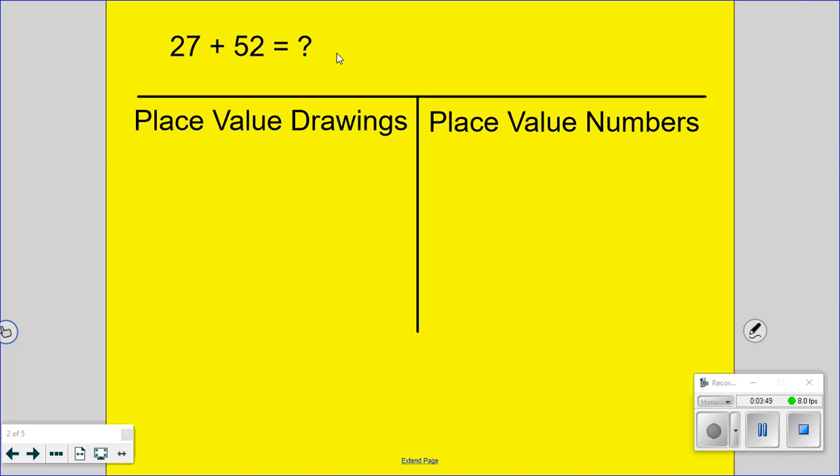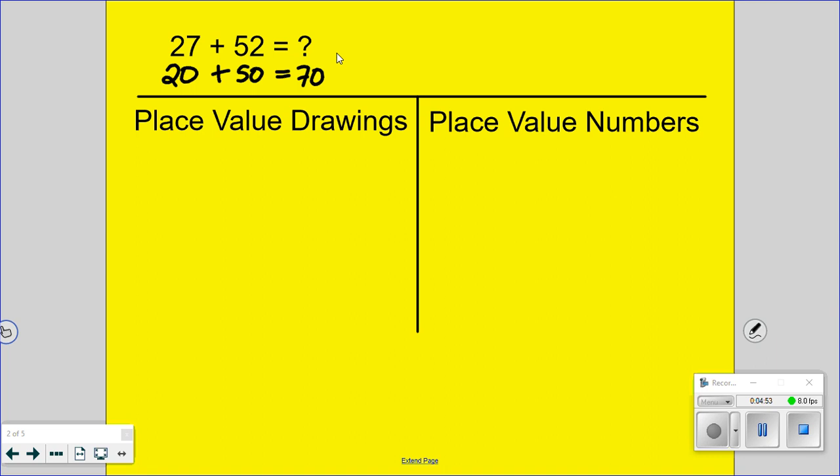Yes. So let's think about this equation. What might be a reasonable answer? The equation says 27 plus 52. What's a close to number for 27 that would be easier for us to add? Ava? 20. 20, sure. What's a close to number to 52 that would be easier for us to add? Julian? 50. 50. What's 20 plus 50? Cole? 70. Would I expect my answer to be close to 70? Yes, that's a reasonable answer.